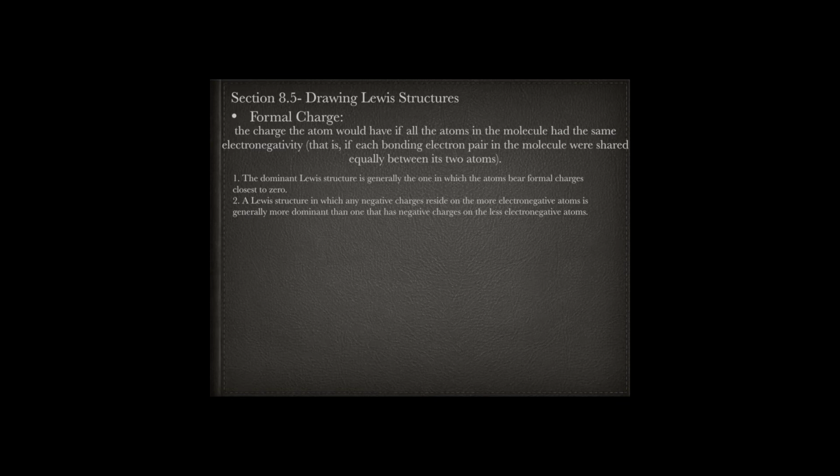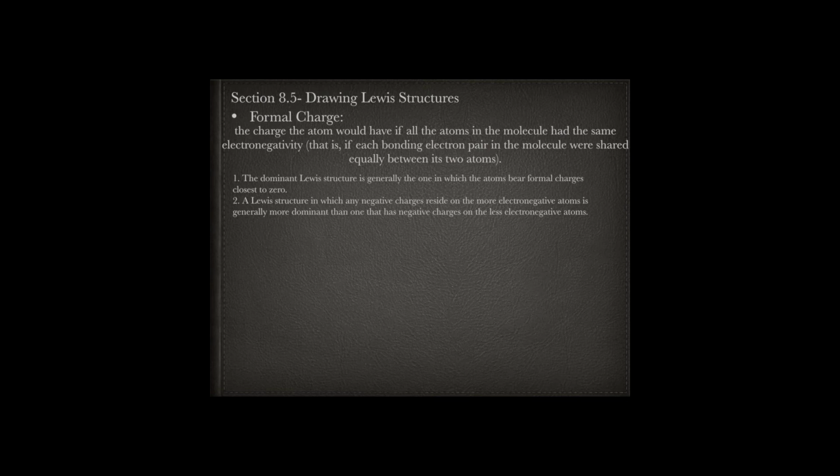So if you're comparing 2 different Lewis structures and one has atoms that have formal charges that are closest to 0, that is going to be the dominant structure. The second rule is that a Lewis structure in which a negative formal charge resides on a more electronegative atom, that's going to be the one that's dominant. So those are two rules. Number one is the most prevalent rule, but for number two, just know that if your formal charge is negative, it should be on the atom that is more electronegative, the one that's hogging the electrons the most.